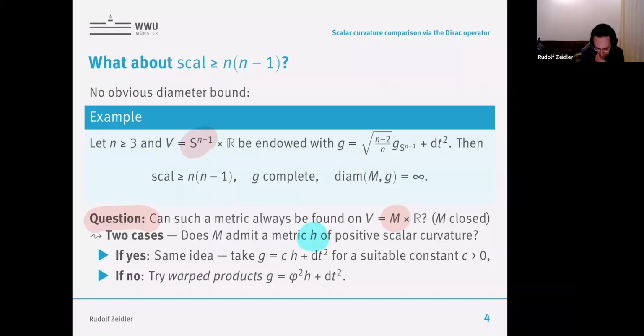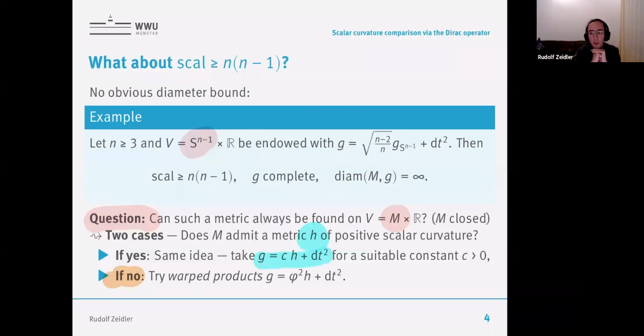Then you can do the same idea, the same construction. You rescale this metric and you just take the product and you get something positive on M cross R. And if no, then it's more interesting. And then you can, however, try something else. So not all is lost. Just because you cannot do this easy construction, it doesn't mean that it might not be possible at all.